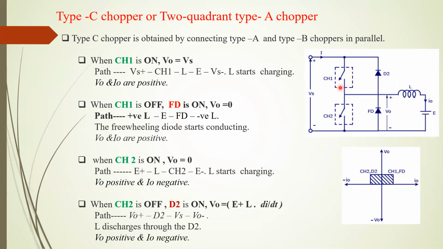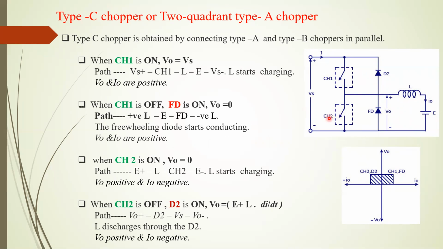When the chopper is off, the freewheeling diode is on, because when the chopper is off, the inductor gets discharging. When it gets discharging, the polarities of the inductor get reversed and it starts discharging through the freewheeling diode. This is the path where the discharging current flows when chopper 1 is off. So in both the cases, V0 and I0 are both positive.